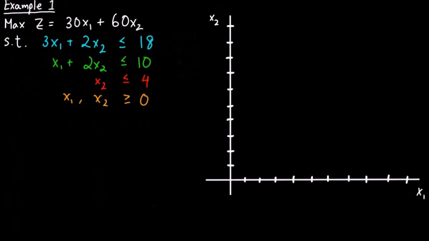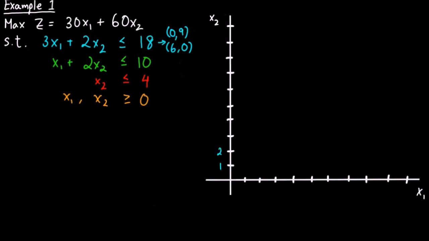Our first constraint is 3x1 plus 2x2 is less than or equal to 18. And for now, we'll disregard the inequality sign while plotting. We can find the intercepts of our first constraint. So if x1 equals 0, then 2x2 equals 18. So x2 has to equal 9. And our other intercept is if x2 equals 0, then 3x1 equals 18, so x1 equals 6.